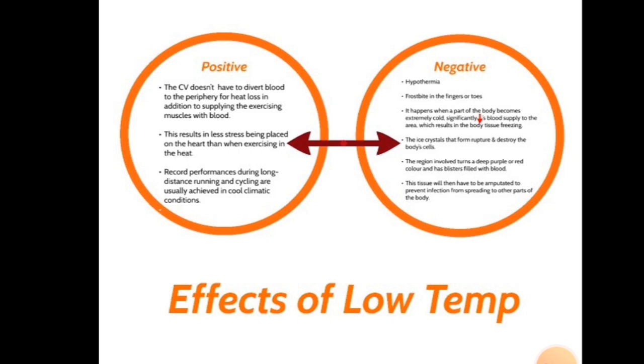But there are some negative effects, like hypothermia and frostbite in the fingers and toes. Sometimes the blood supply to the area is completely lost, and it can also rupture body cells. The region involved can look deep purple or red in color, and the tissue sometimes has to be amputated because of infection.